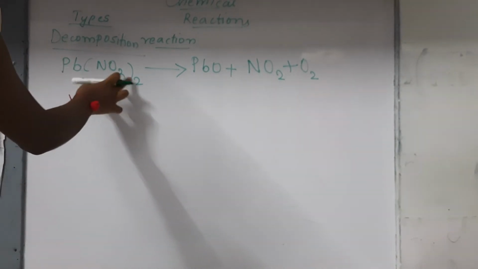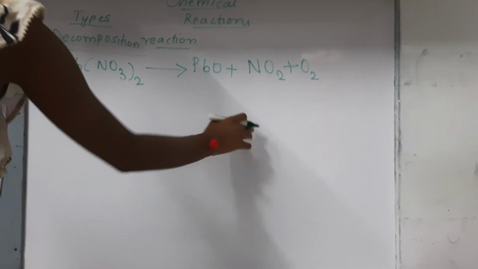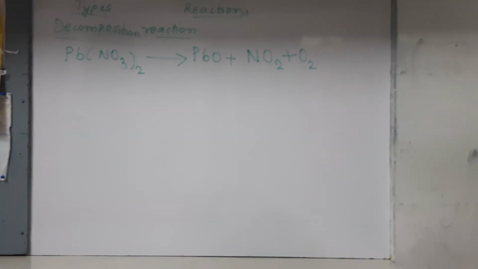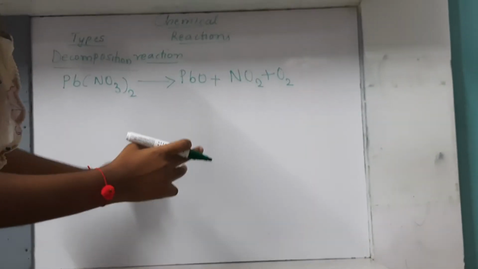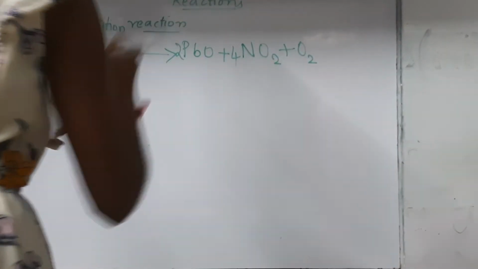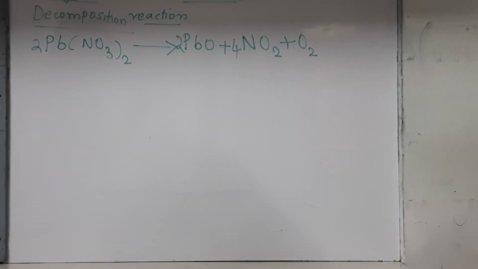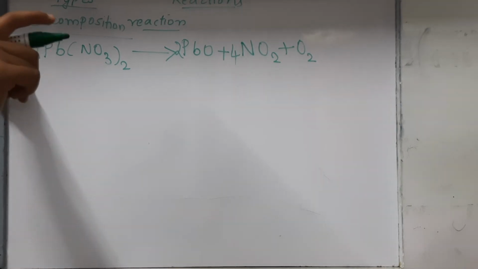So here Pb(NO3)2. First you can balance it by seeing the equation only, or else you have to write the reactants and products on both sides and then balance it. I'll just see the reaction and then balance it. Here Pb is balanced, so I put 2 Pb(NO3)2 giving 2 PbO plus 4 NO2 plus O2. So the equation is balanced. Now let us see all the observations that we see in this reaction.